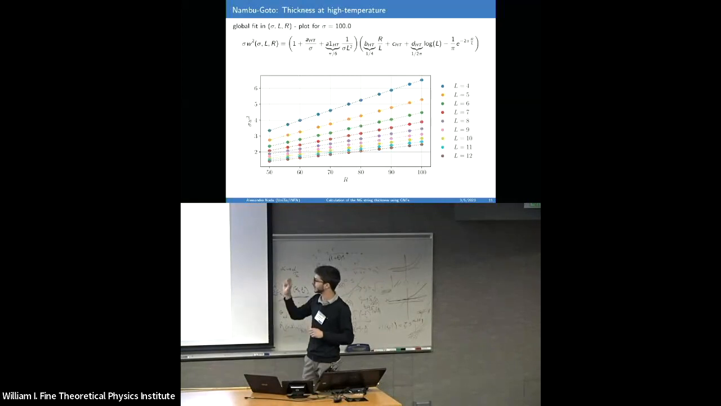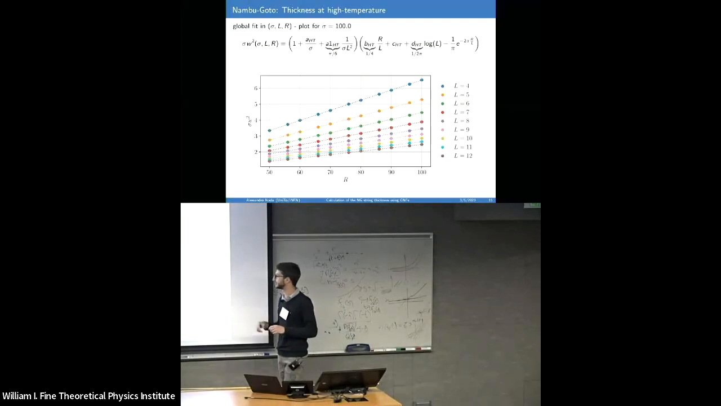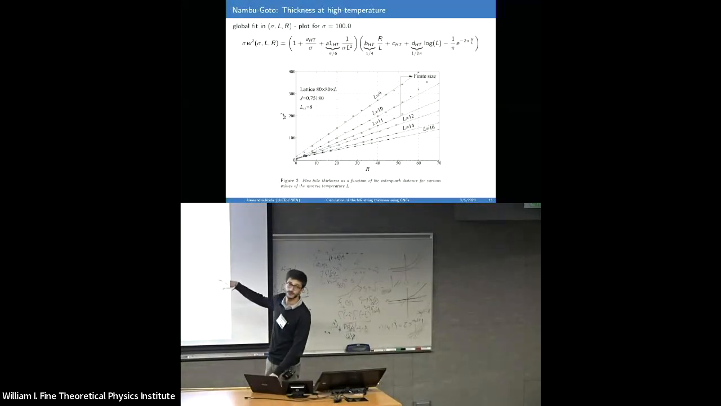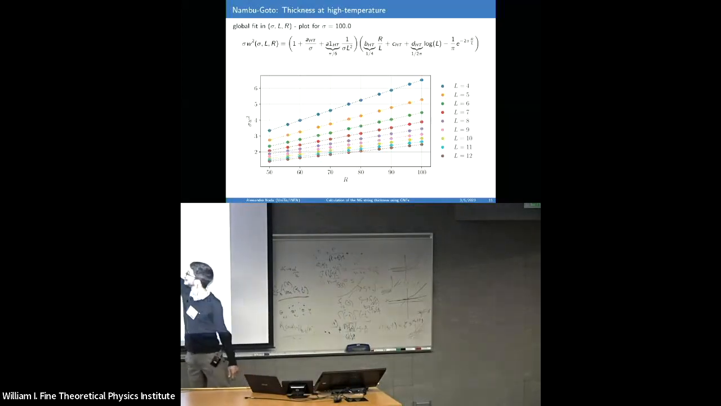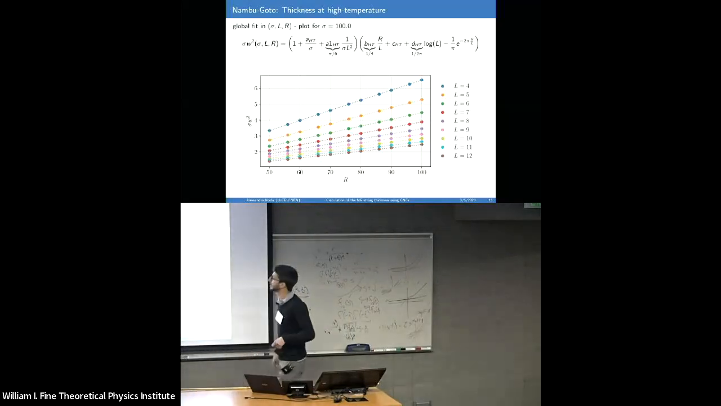If you pick one value of sigma, you can plot this against R with several values of L. And this is exactly the same behavior that we were looking at before, looking at this simple gauge theory. So the linear behavior in R is satisfied, exactly with the coefficient we were looking for.